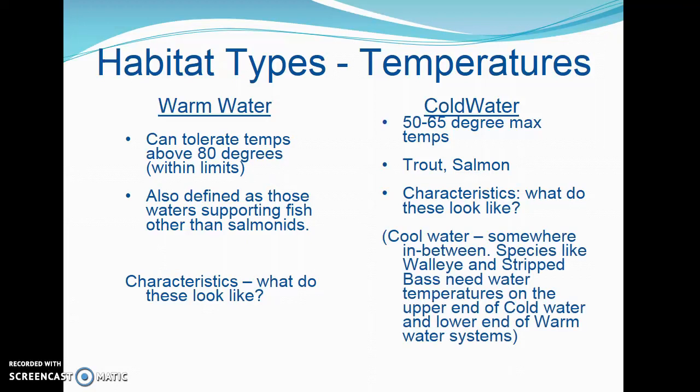We also have a third category called cool water. These are kind of our in-betweeners. So some species like walleye, striped bass, they need temperatures on the upper end of the cold water and lower end of the warm water systems. And I should mention that for warm water systems, some fish species in there would be like your bass, your sunfish, perch, kind of some of your larger bodied fish.